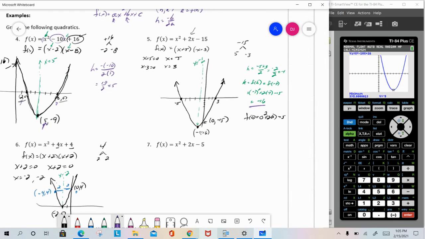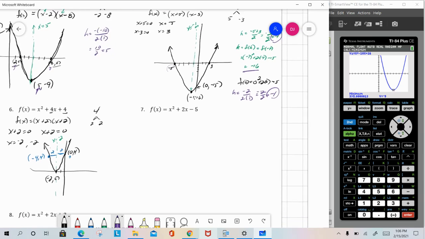Here, we found our x-intercepts at -5 and 3. And then we said h is -5 plus 3 divided by 2. So our h was -1. The other way I could have gotten h there is I could have done the opposite of b over 2 times my a value, which is 1. And that's -2 over 2, which is -1. I could have gotten that h value either way. Same thing in number 6. I'm not going to take the time to do it right now, but I could have done the same thing in number 6.